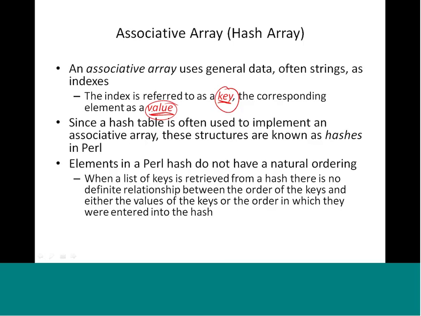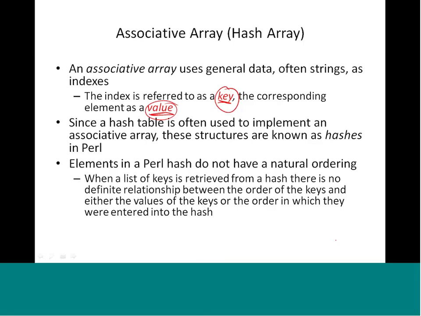So we use the hash table to implement an associative array. Hence these structures are known as hashes in PERL. Hash is probably not new to you. It is unique in the sense that it has very random access capabilities built in, and that's what we are striving to achieve when using the associative array. So you don't have to do a linear search to get to a particular element. Instead, you can directly go to that particular element using the hash function.